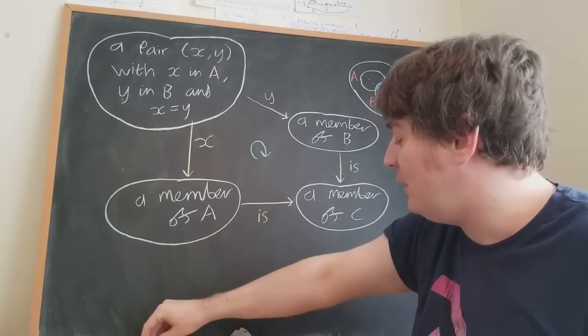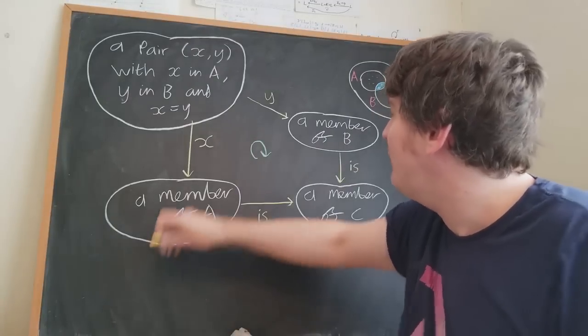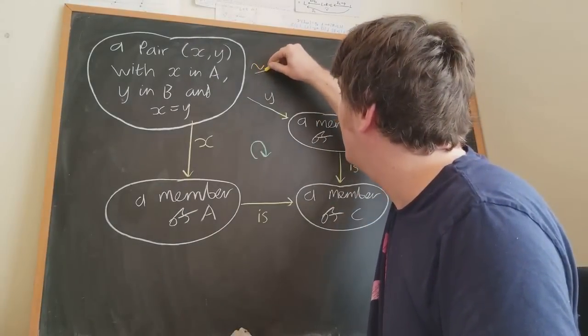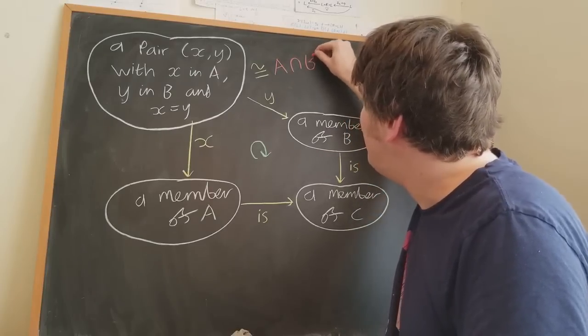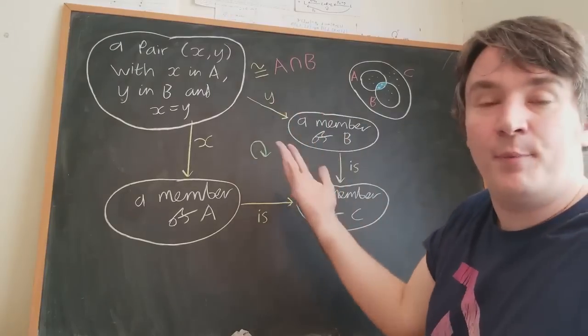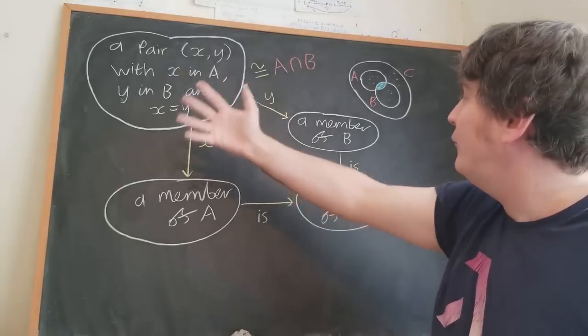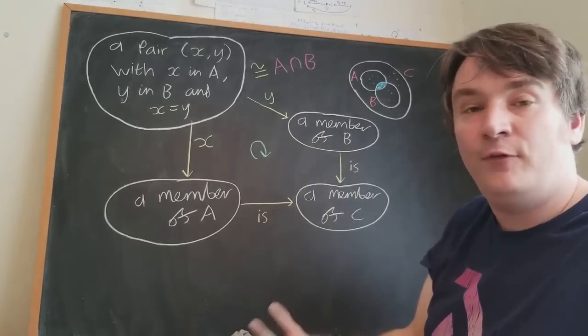So I think it's pretty clear that this is going to be isomorphic to the intersection of these sets A and B. And so this kind of pullback idea allows us to be able to talk about the intersection of sets.